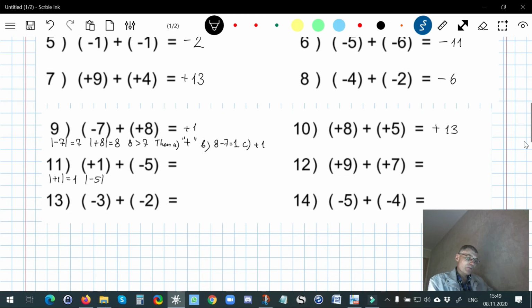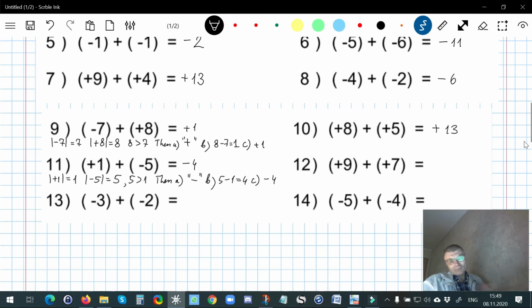Negative 5, absolute value of it is 5. 5 is greater than 1. Then the sign is A. The sign is negative because 5 carries a negative sign. B. We just subtract 5 minus 1, which gives me 4. And C, here is the answer, negative 4. That's negative 4.